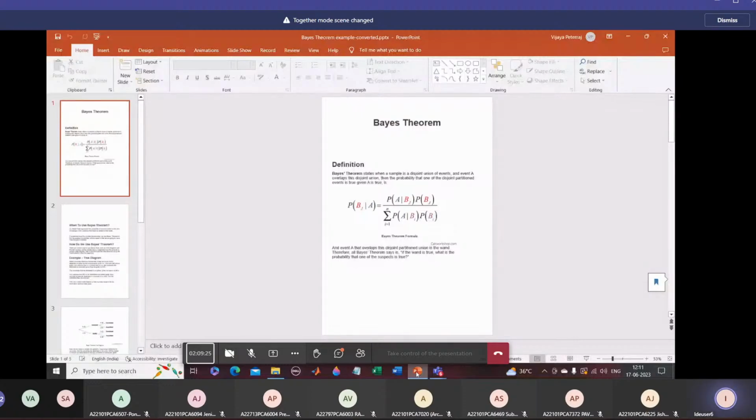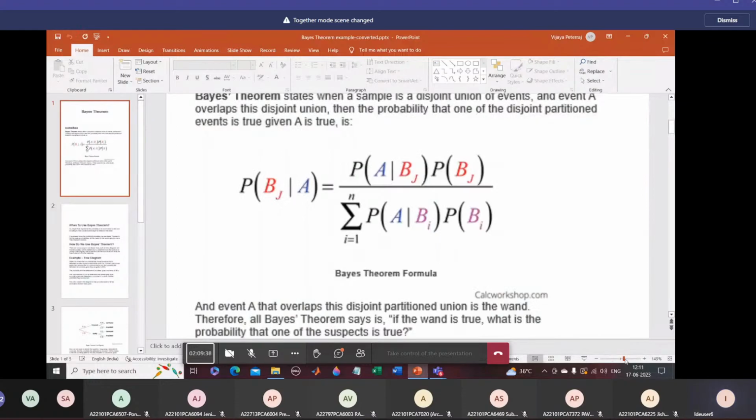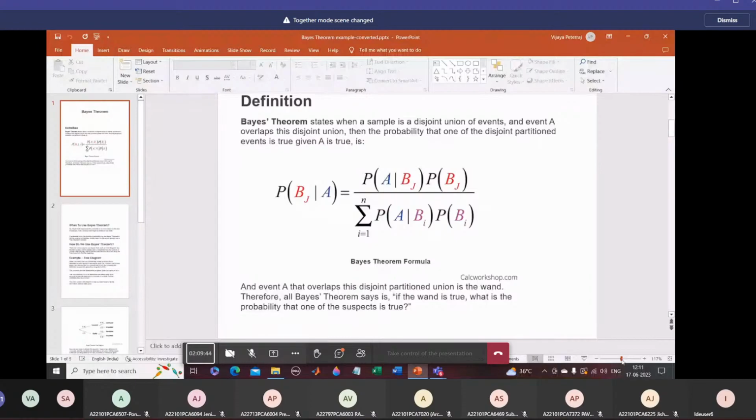Have you learned this theorem in probability la? பார்த்த மாதிரி இருக்கா at least? It's not visible to you, right? Yeah, now able to see this? Probability that one of the disjoint partition. This is your naive Bayes theorem, okay? If the event is true, what is the probability that one of these is true?